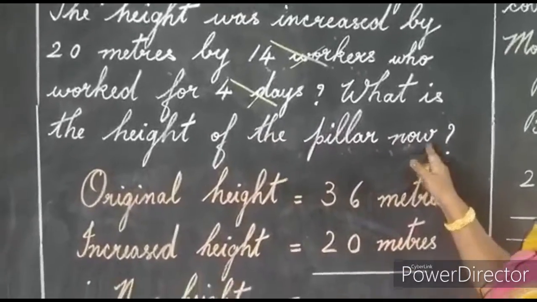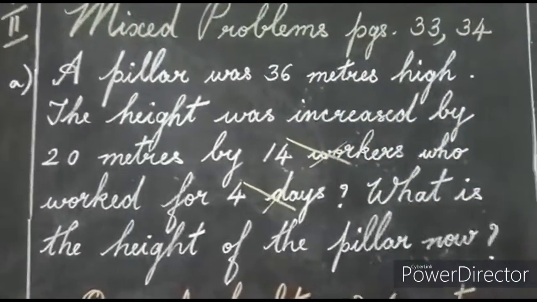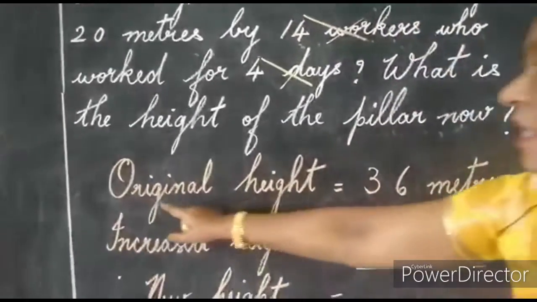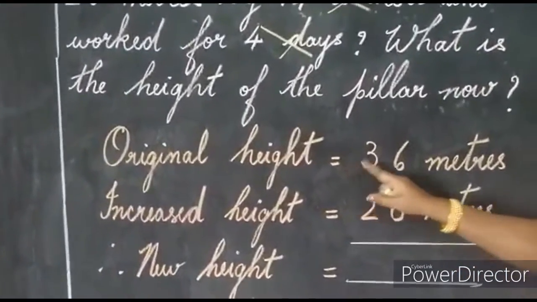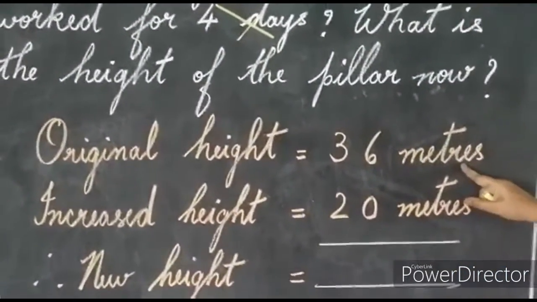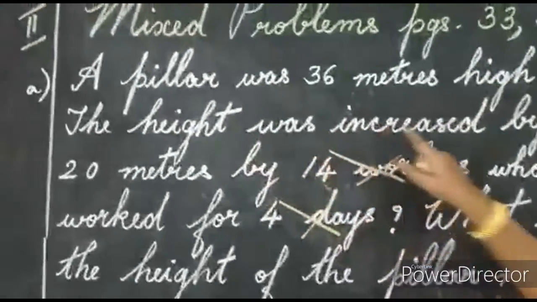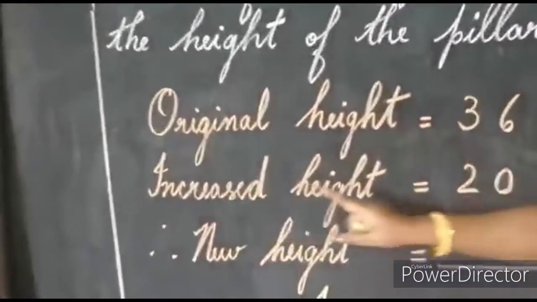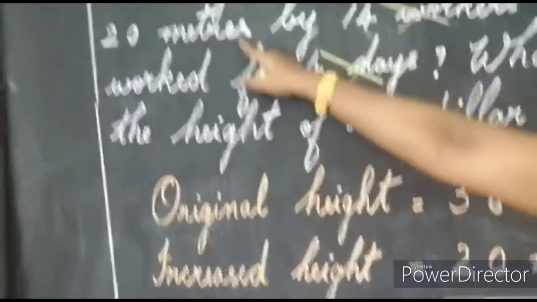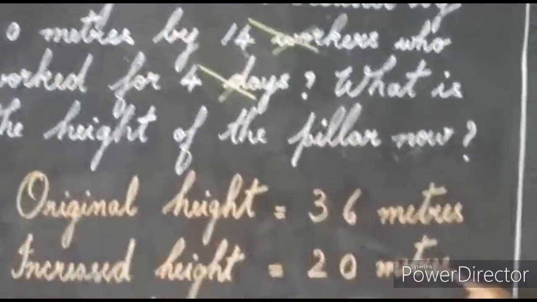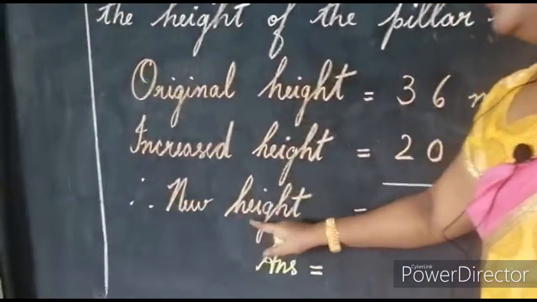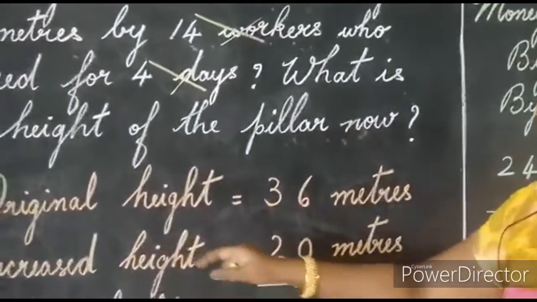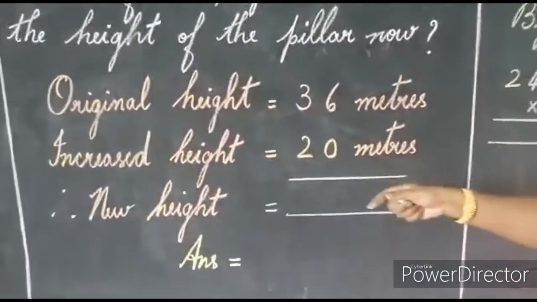Shall we get into the statement? Original height. The height, it was previous. The pillar's original height. So I have written original height is equal to 36 meters. Next one. Height was increased. So how much was height increased? Increased height. It is given as 20 meters. So I have written 20 meters. Therefore, new height. Height now or present height. You can write even that. Height now, new height, present height, all are right.